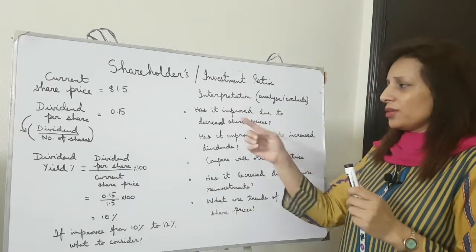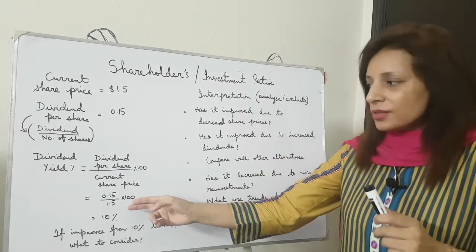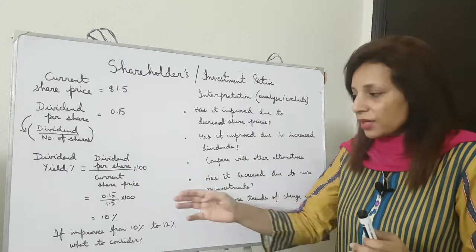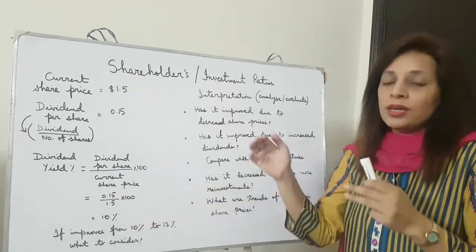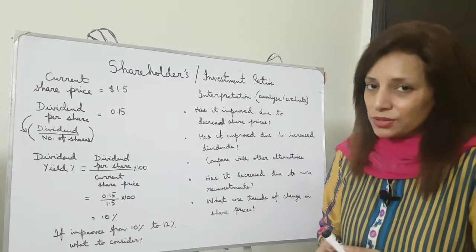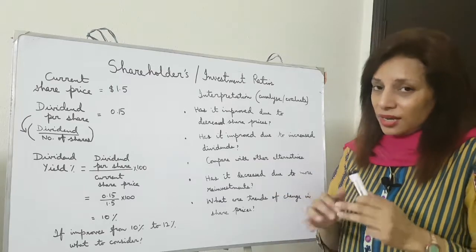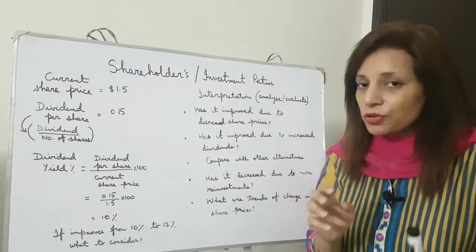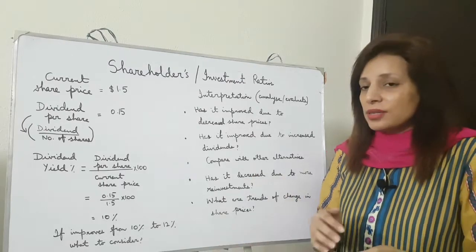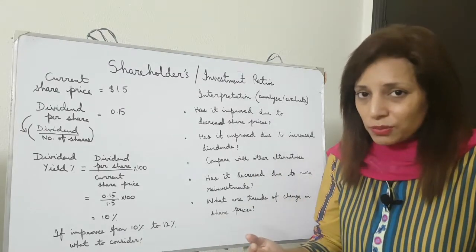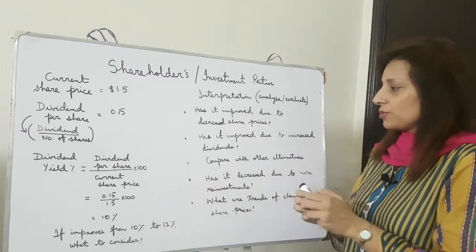First of all, what you have to consider, has it improved due to decreased share prices? There might be a reason that dividend yield improves because there is a fall in the share prices. If the price falls, then definitely the result will be better as compared to the previous year. So this decrease in share price is not a good sign for the shareholders. They need to see why share prices have decreased. Is there any rumor or bad news about the business because of which the share price has reduced? They need to consider this also.